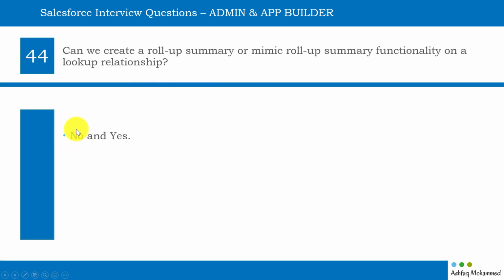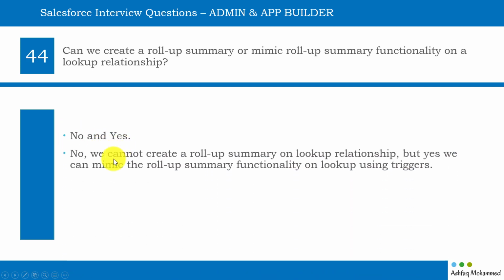We cannot create. The straightforward answer is we cannot create, because there is no out-of-the-box option available to create roll-up summaries if it is a lookup relationship. But there is an option. What is that option? We have to do some custom code, right? So we cannot create roll-up summary on lookup relationship, but yes, we can mimic the roll-up summary functionality on lookup using triggers. If you're a developer and you have no other choice to create roll-ups, then you can go ahead and still create them using triggers.